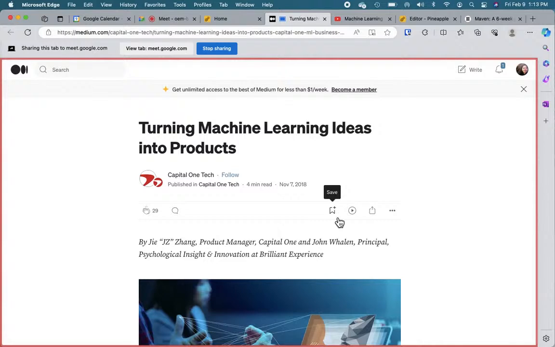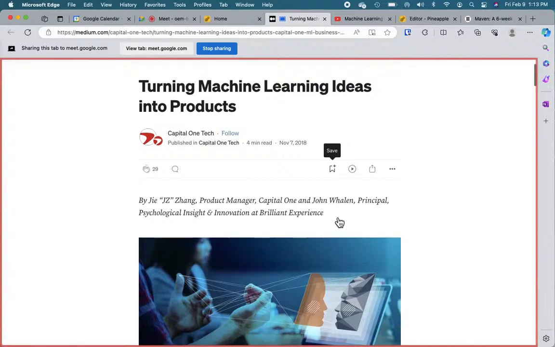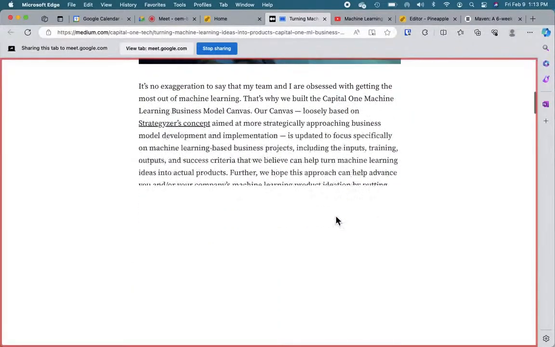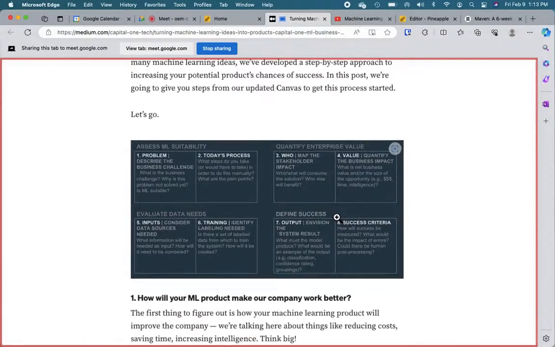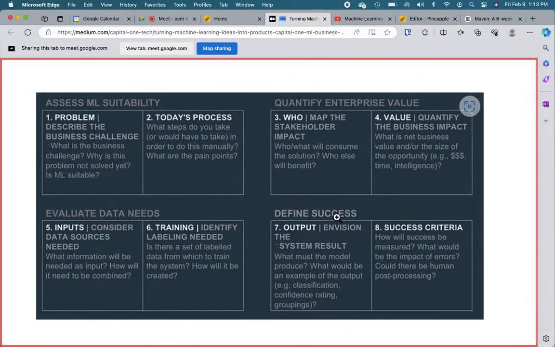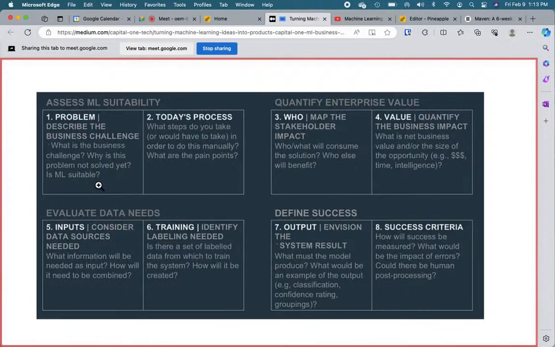Okay, great. This is called Turning Machine Learning Ideas into Products. Let me zoom in. This is the sprint. The places where it incorporates AI and data are in steps 2, 5, and 6, but I'll just go over it at a higher level.